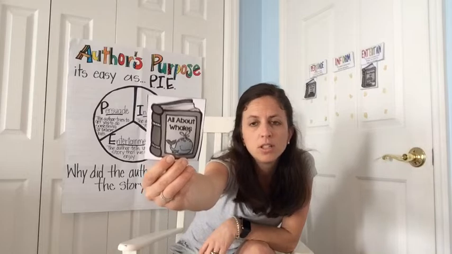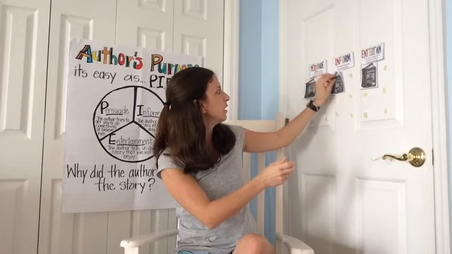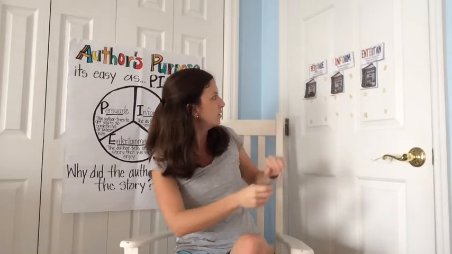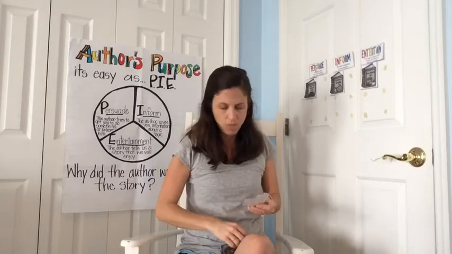Look at this title. All About Whales. If there's going to be a text all about a certain animal, we know that that's probably nonfiction. So that means that if it's nonfiction, the author wrote this book so that we could learn all about whales. And I'm going to put it in the inform column. I'm seeing that I made my columns too close together. Try to switch it up.